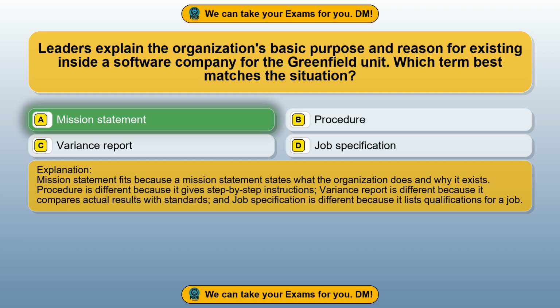Mission statement fits because a mission statement states what the organization does and why it exists. Procedure is different because it gives step-by-step instructions. Variance report is different because it compares actual results with standards, and job specification is different because it lists qualifications for a job. Question 37.